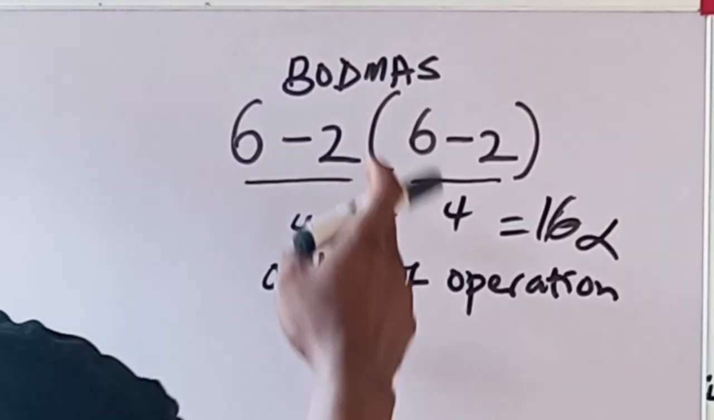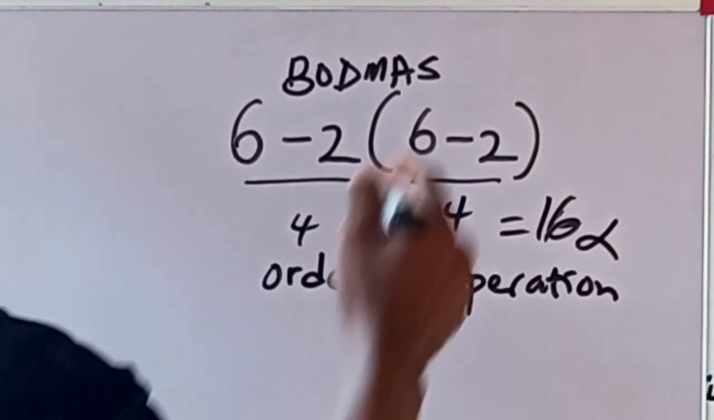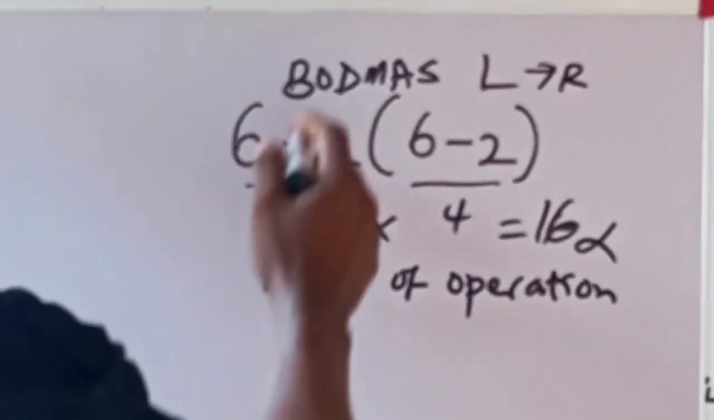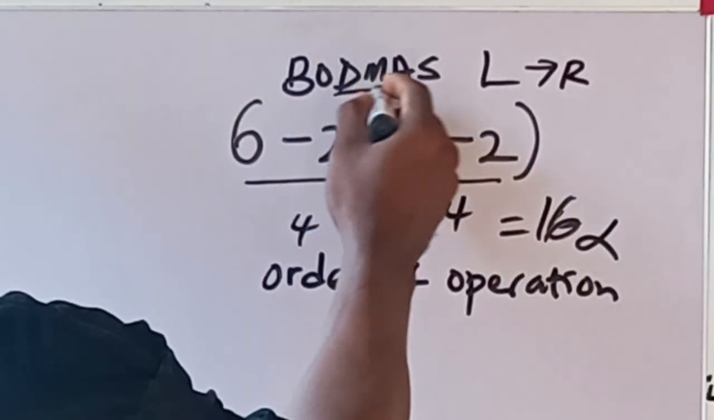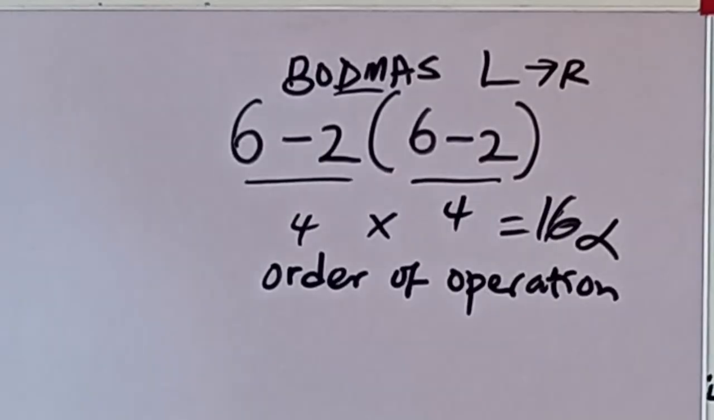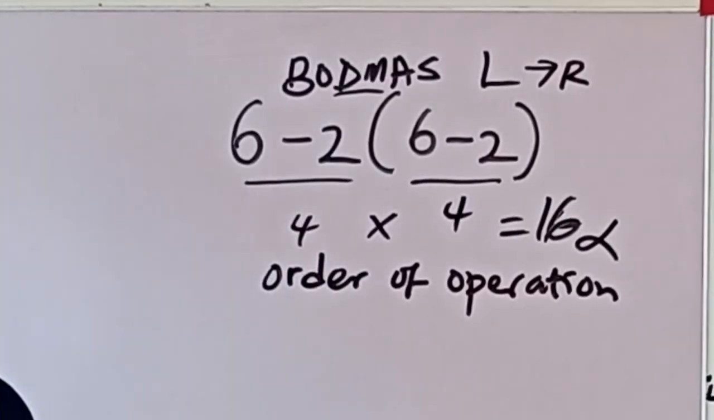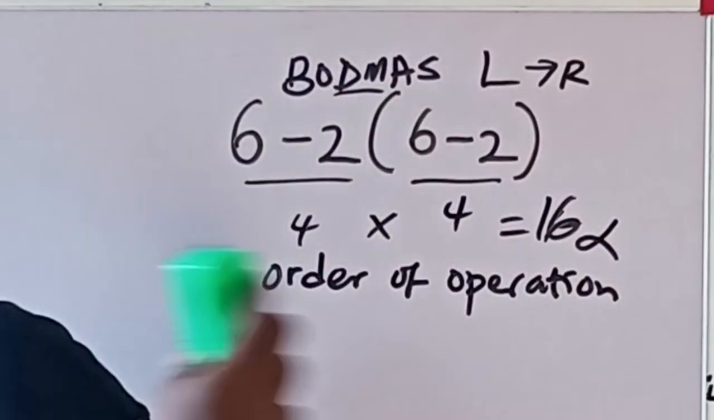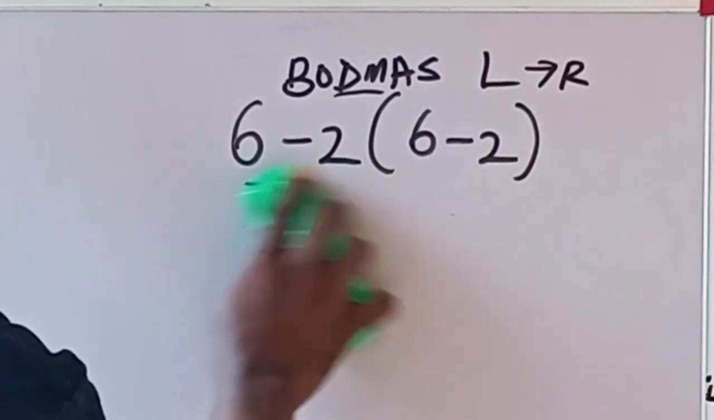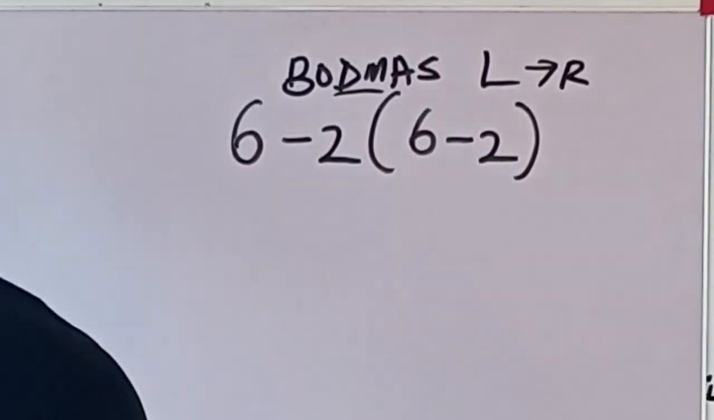And when you are solving this question, applying this rule, we are solving from left to right. Don't forget that division and multiplication have equal priority. So you solve from left to right. If you meet division first, you use division. If you meet multiplication first, you do the multiplication. So if we follow the rules, this is what our answer will be like.